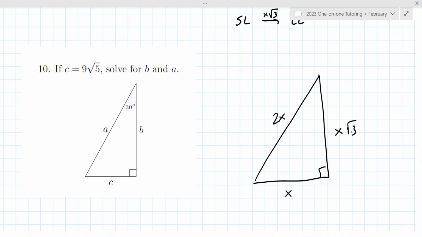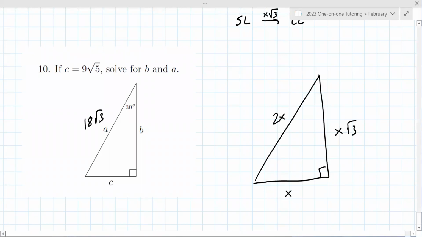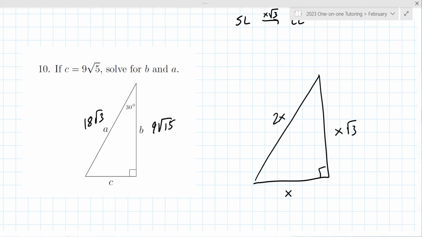Okay. So 18 times the square root of 5 equals A. And then 9 times the square root of 15 equals B. Good, very good. Okay, now the next type of problem that you might get is one where I give you the hypotenuse first. So why would giving you the hypotenuse be useful? What can you immediately find once you get the hypotenuse?